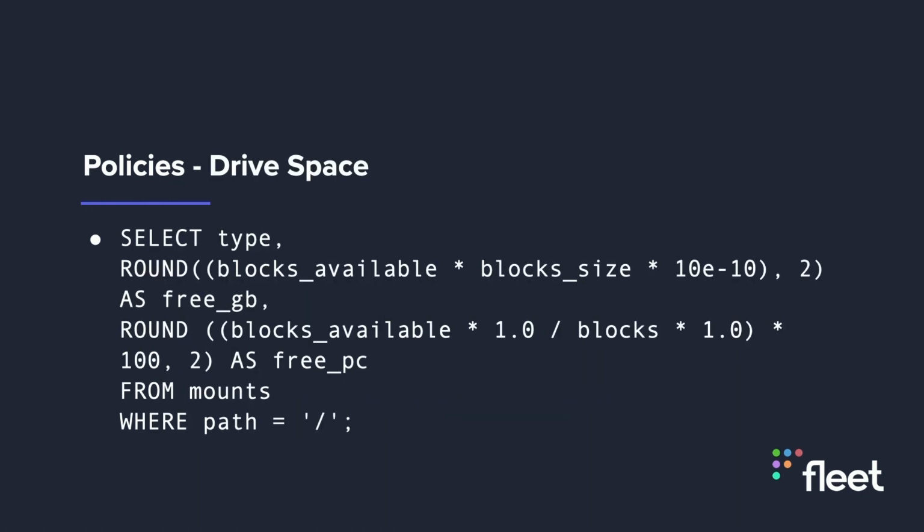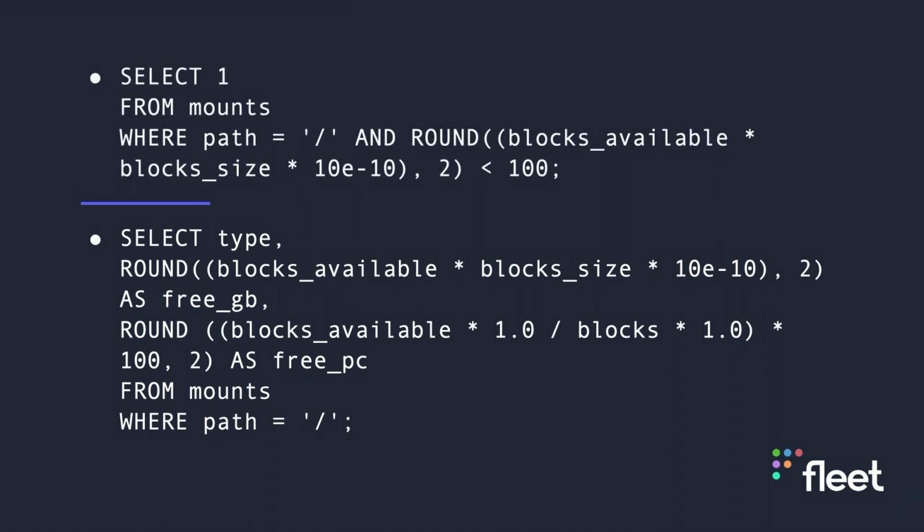We can also do this with drive space, and I'm going to dig a little deeper into this. So I gave you this example earlier to just go find what the available drive space is, right? We can find how many gigs are available or what percentage is available. So we can rewrite this as a policy. And so the original statement is on the bottom, the new statement is on the top.